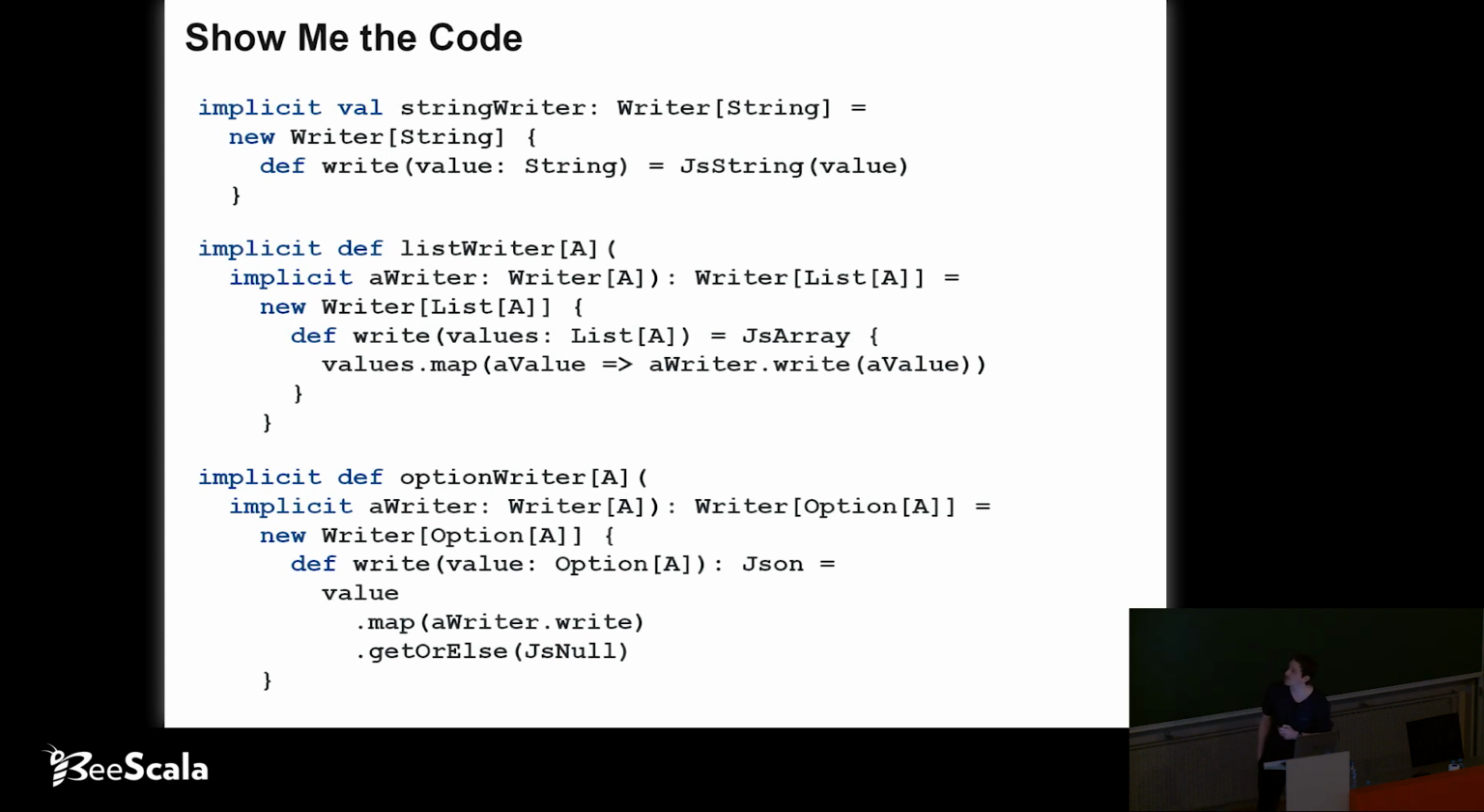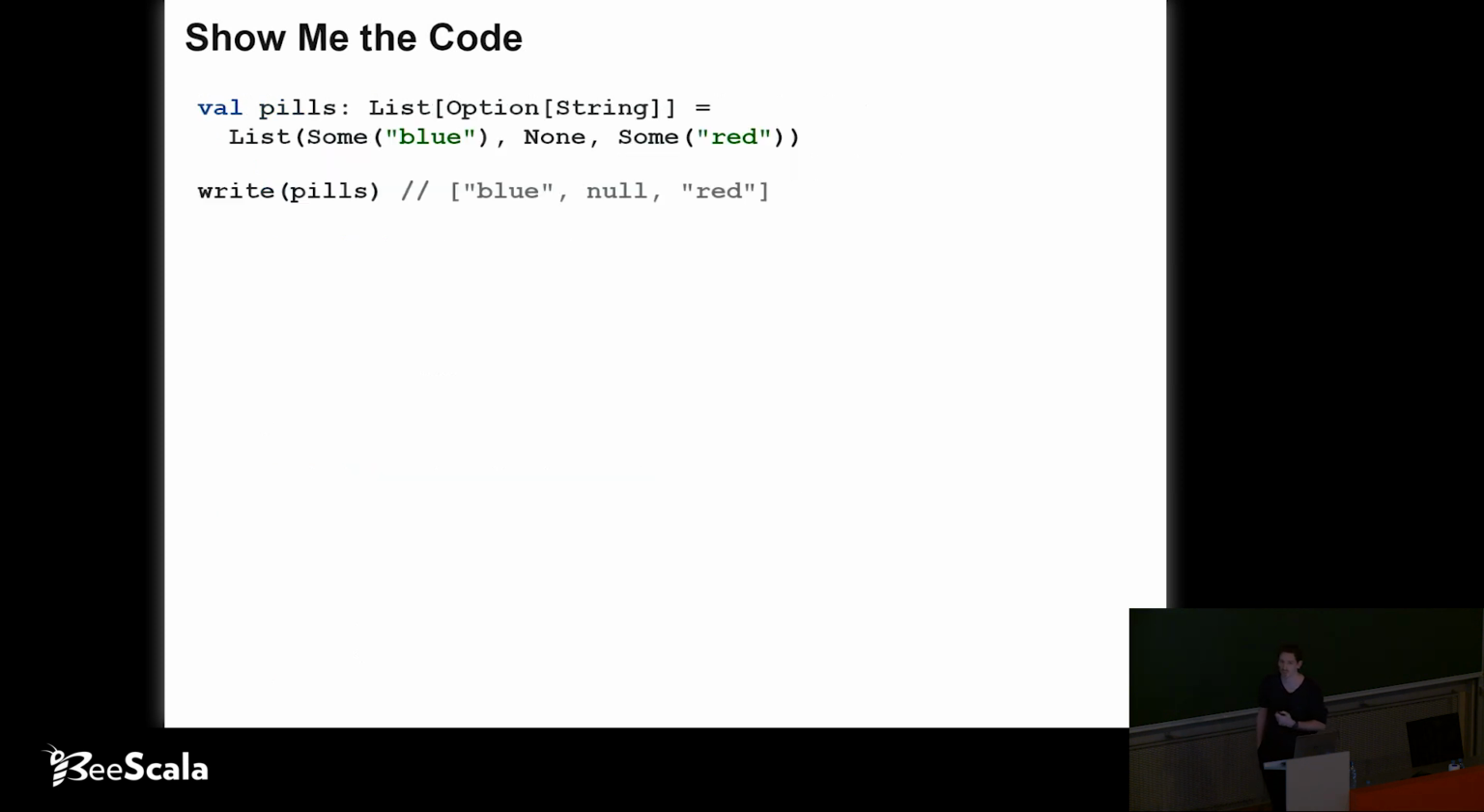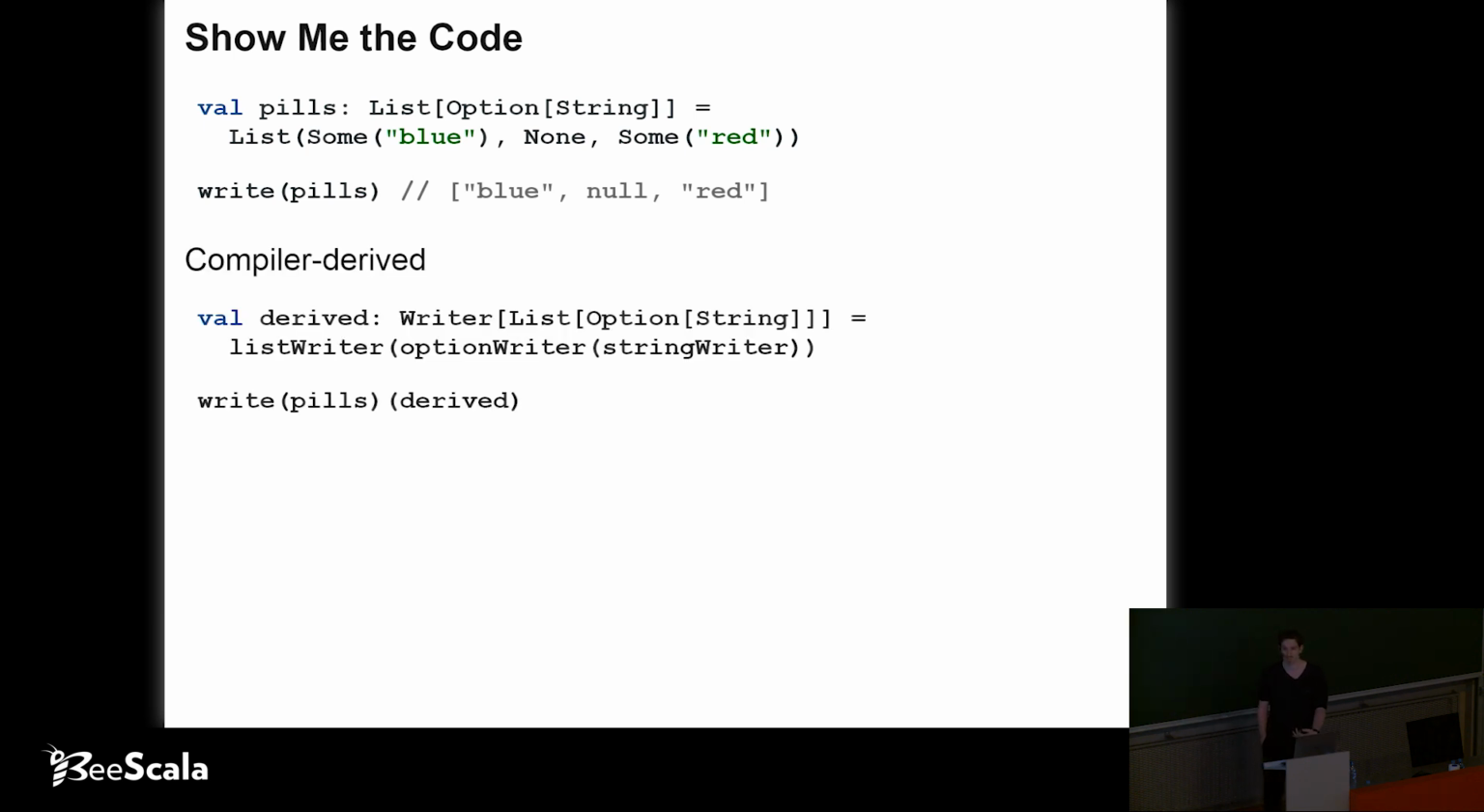When we're writing this thing, in the background, the compiler takes the two rules and the fact from the previous slide and combines them into a single value. In this case, it invoked the list writer rule, the option writer rule, and the string writer fact, derived this value for us and placed it in the implicit invocation. So this is code that we didn't have to write. We taught the compiler something, and it gave us back some useful knowledge, or a useful value in this case, to use in our code.